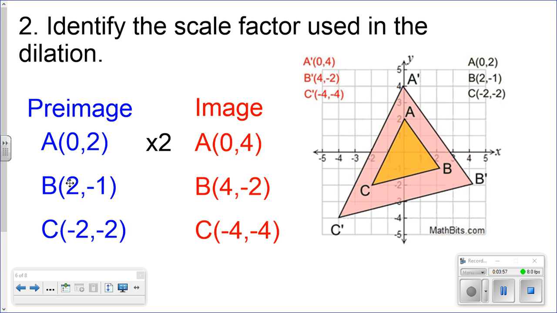What's happening from (-2, 1) to (4, -2)? Well, the 2 and the -1 are being multiplied by 2. To get from (-2, -2) to (-2, -4), it's multiplied by 2. So my scale factor is 2. So I could say 4 over 2 is 2. -2 over -1 is 2. -4 divided by -2 is 2. My new over original.